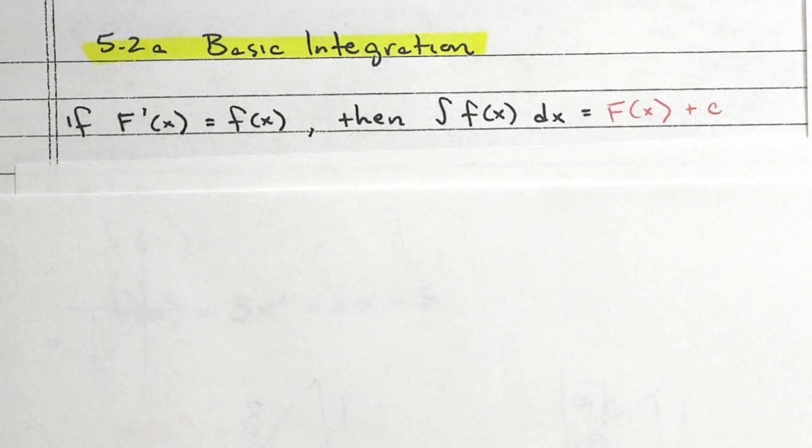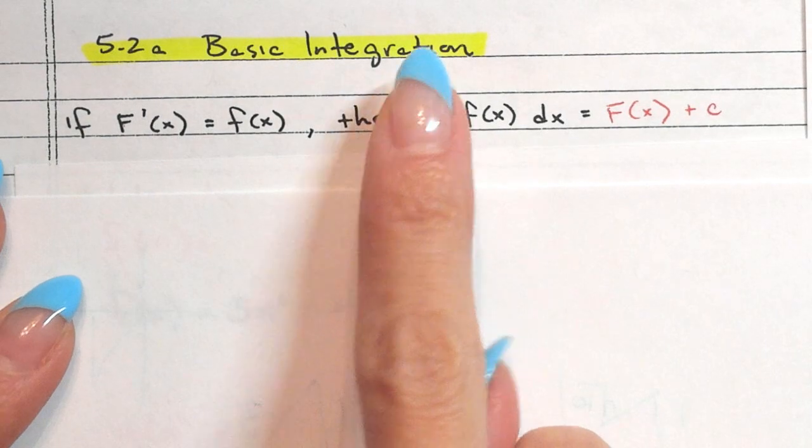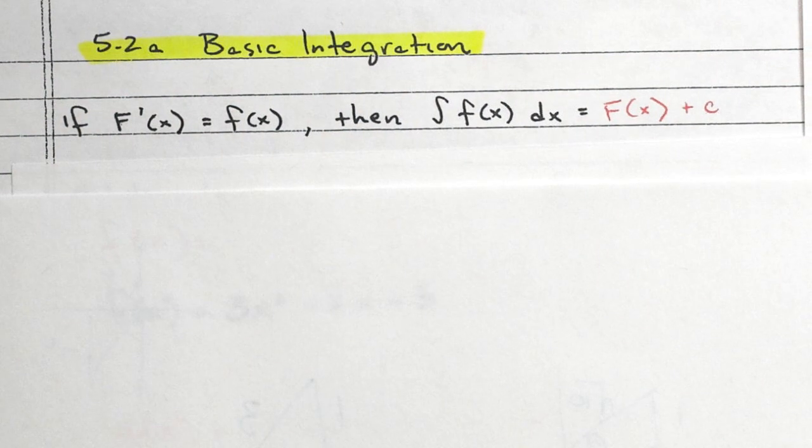Okay, so 5.2a, basic integration. We're going to talk about the basics of this thing called integrating, okay? When you take the integral of something, what you're really doing is the opposite of differentiation. So instead of a derivative, you're doing the opposite of that.